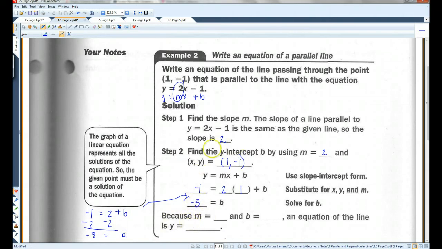Once again, the slope is the same, but this y-intercept is negative 1, this y-intercept is negative 3. These are going to be different. Because m equals 2 and b equals negative 3, an equation of the line is y equals mx plus b.